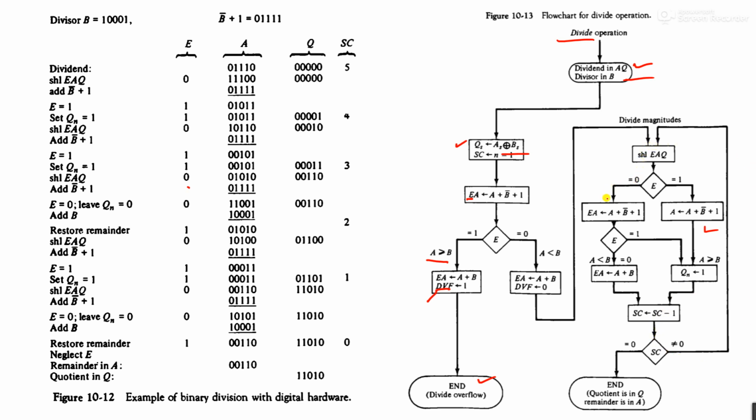Now if it is 0, that means that A and B have some concern, and what I need to do, if E is 1, then it's okay, then I will put Q1 equal to 1. If E is not 1, that means A is less than 0, and I just need to do an addition, EA tends to A plus B, and then I will set the sequence counter to sequence counter minus 1. So this is my algorithm.